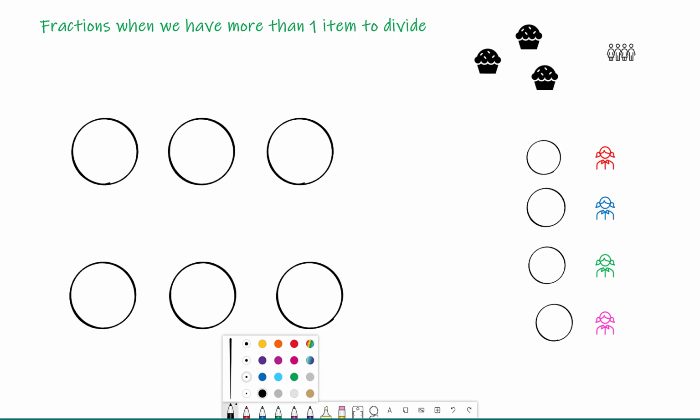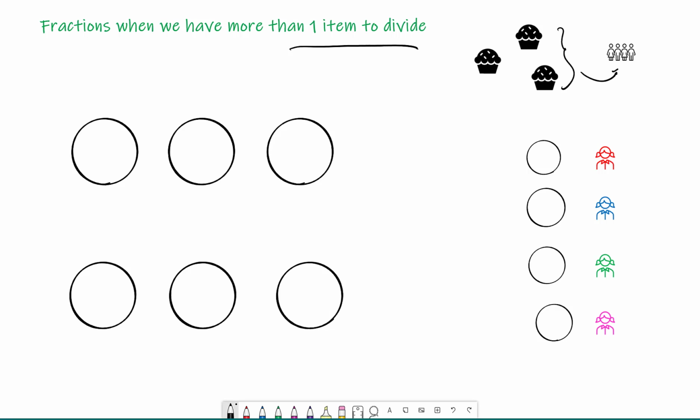So in the first video, we discussed the problem of a single cupcake and two kids who have to share it, and how we got to divide it, which resulted in our first fraction, which is 1/2. So in this video, we're going to look at what happens when we have more than one item. For instance, if we have 3 cupcakes that we want to divide among 4 children.